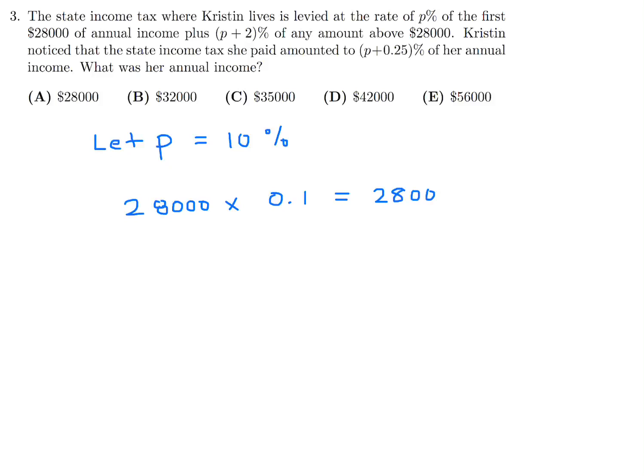That's how much tax she's paying on her first $28,000 of income. And then anything above that, she has to pay P plus 2%. So P plus 2% would be 12%.